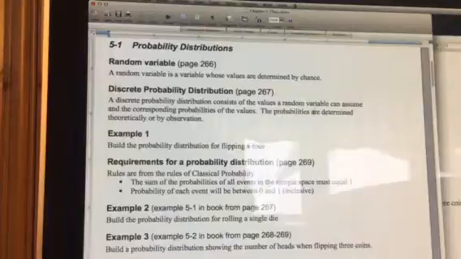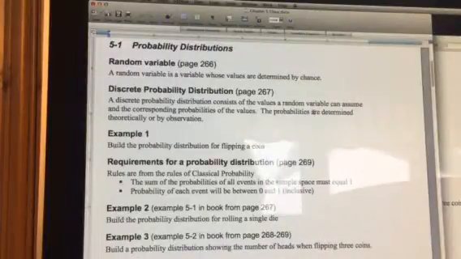All right, so first off, the definition of a probability distribution or a discrete probability distribution. And you'll see it there in your notes and on page 267 in the book. A discrete probability distribution consists of the values a random variable can assume and the corresponding probabilities of the values. The probabilities are determined theoretically or by observation.